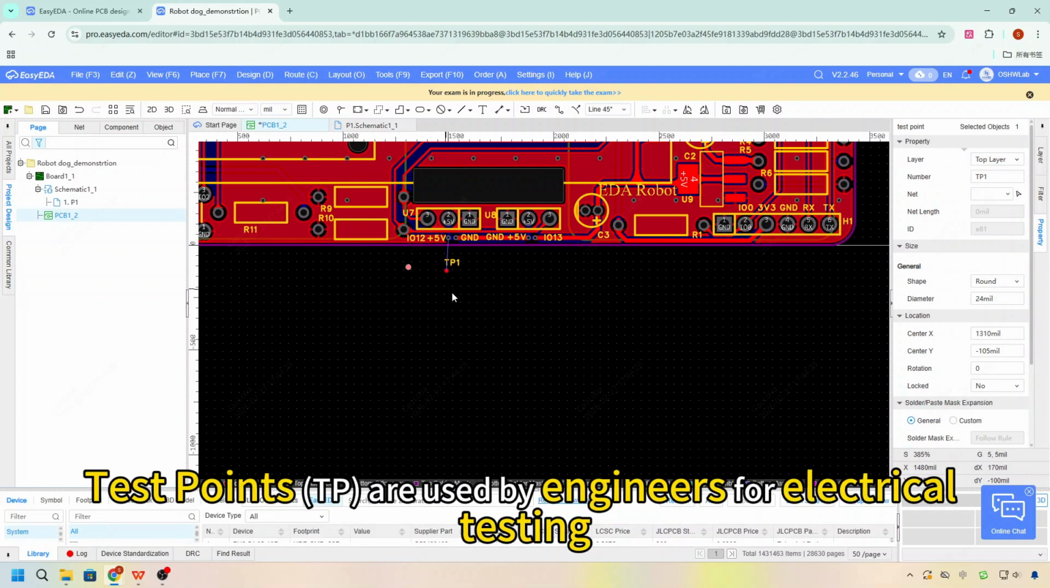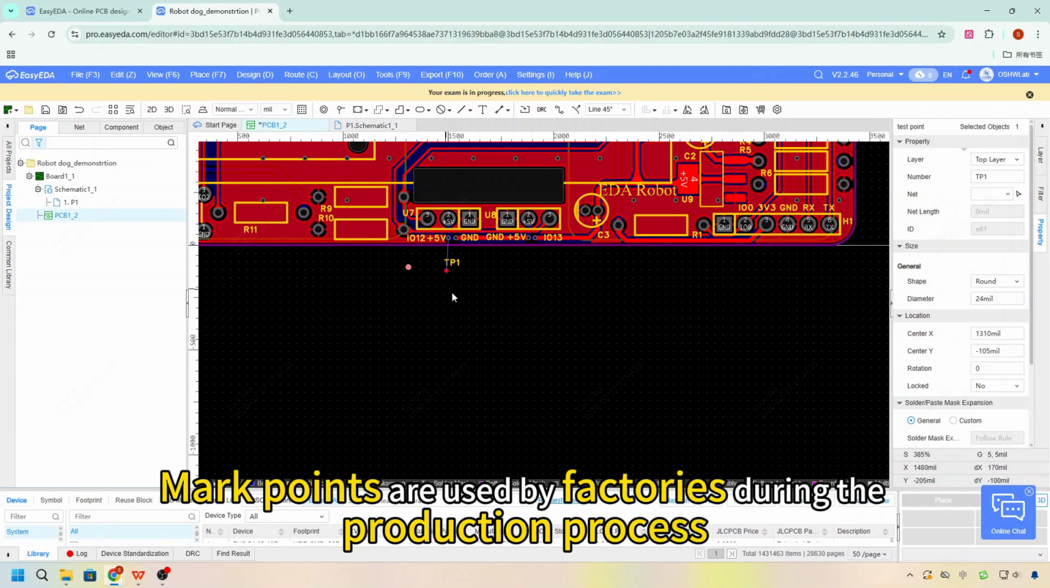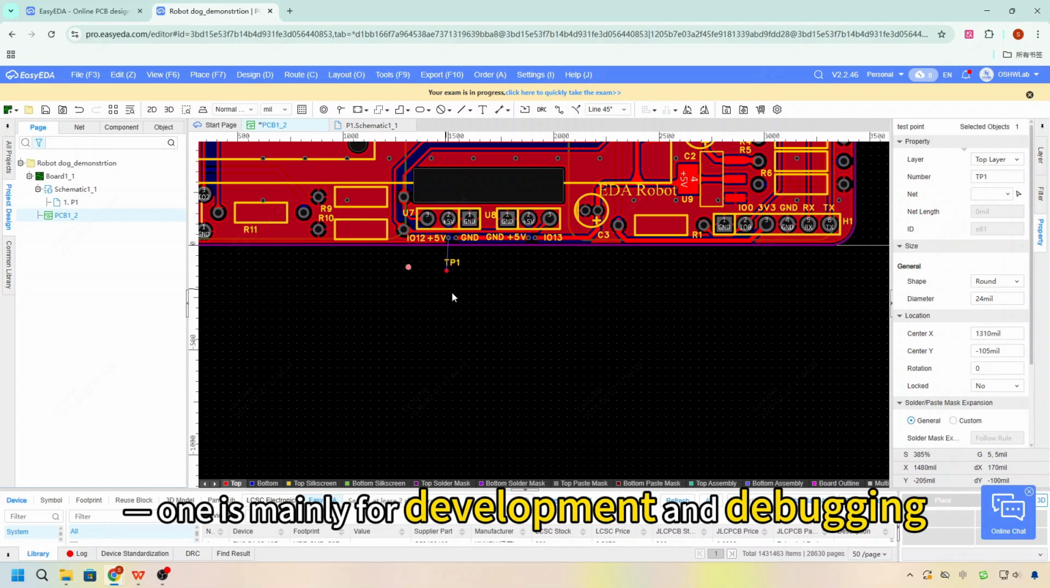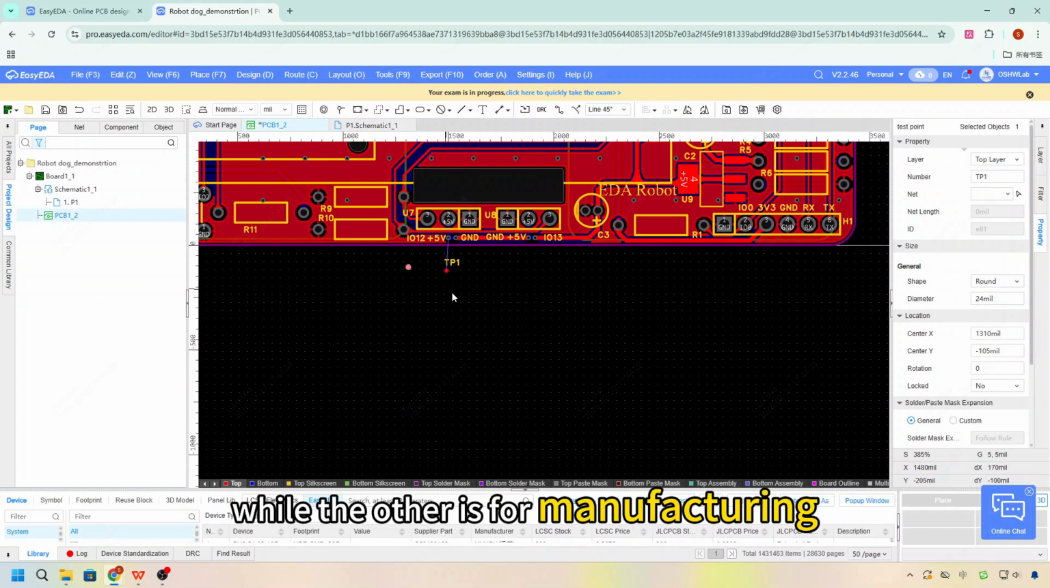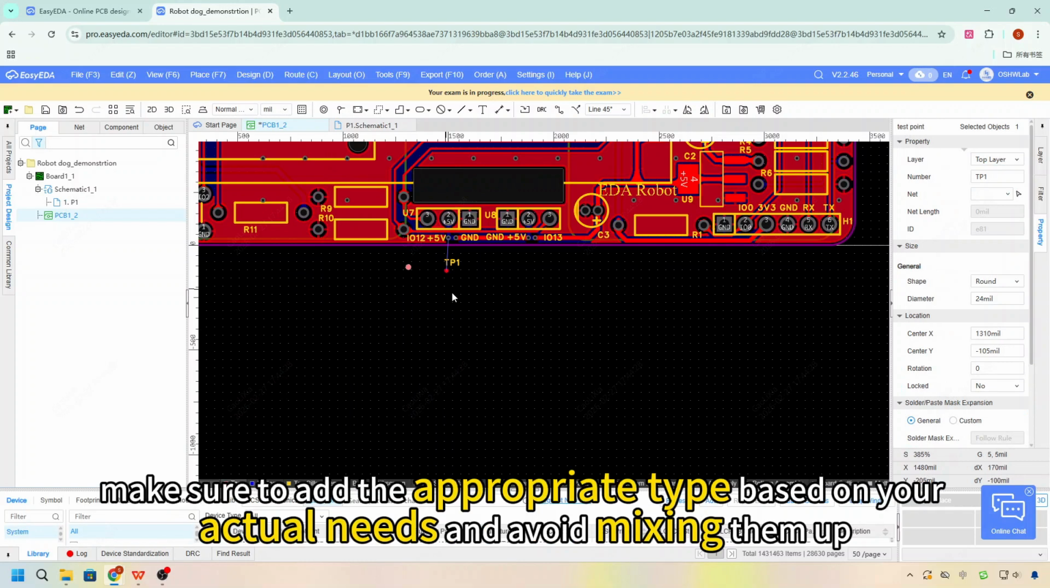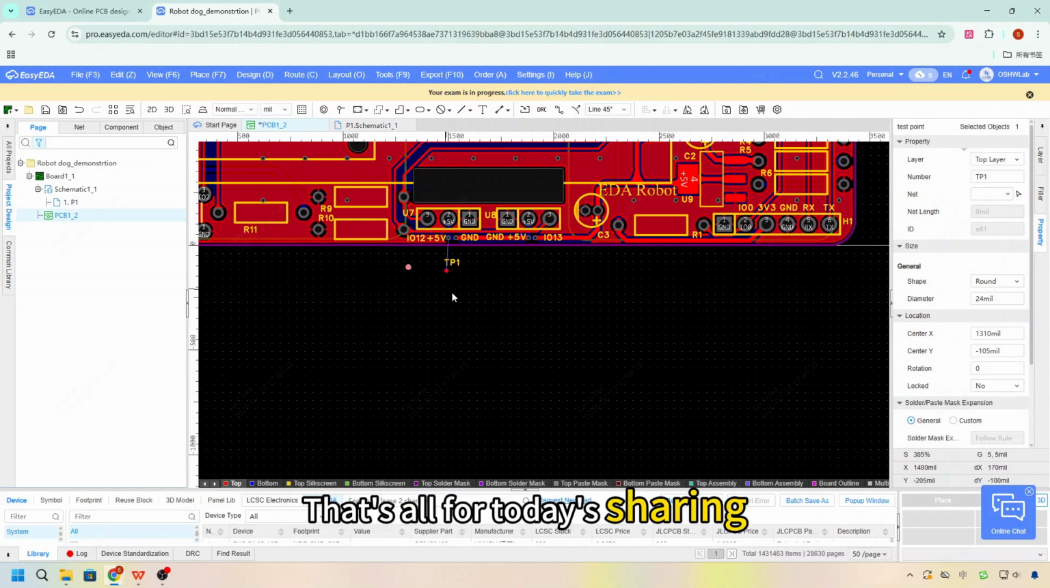To summarize, test points are used by engineers for electrical testing. Mark points are used by manufacturers during the production process. They are used at different stages. One is mainly for development and debugging, while the other is for manufacturing. When designing a PCB, make sure to add the appropriate type based on your actual needs and avoid mixing them up.